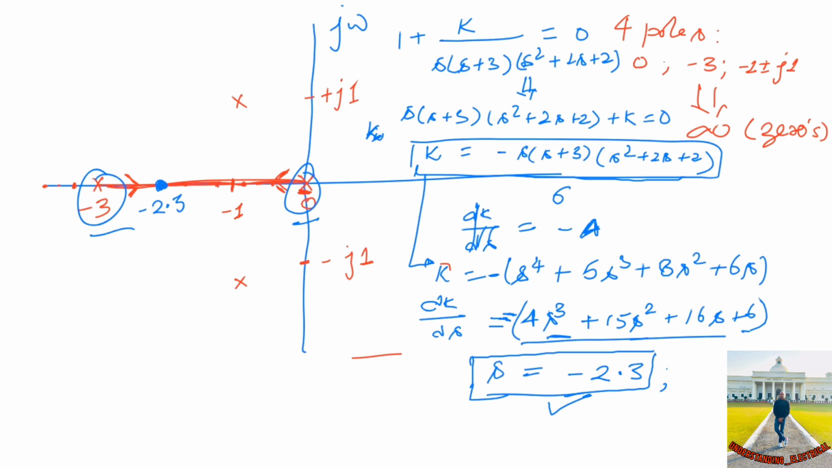So from here these two loci are going to break away, and then they will go towards infinity. And now here comes the next rule: if the loci are going towards infinity, because all the zeros are placed at infinity, they will go along asymptotic angles, and those angles will be drawn from some centroid point. So the next point is to find the centroid and asymptotic angles. So now let's see this.